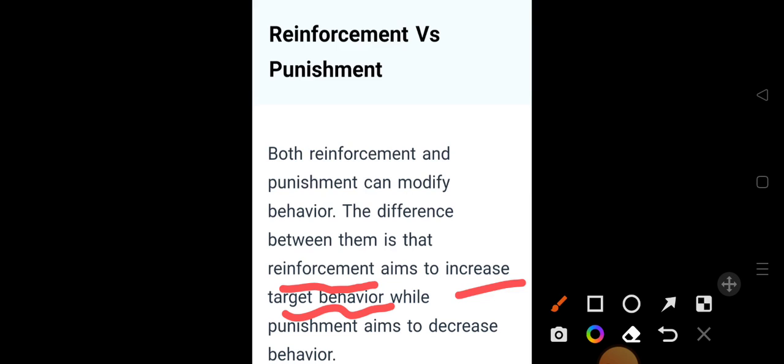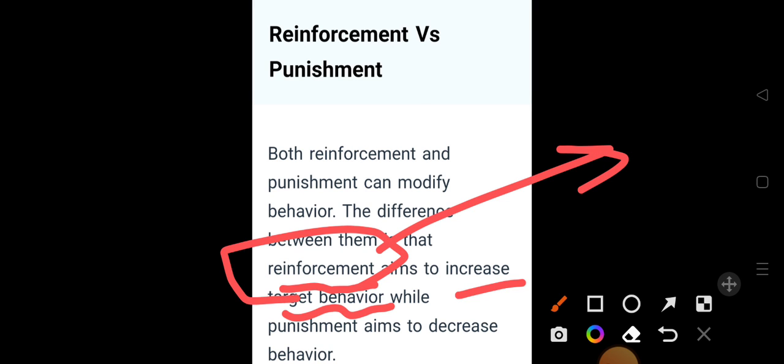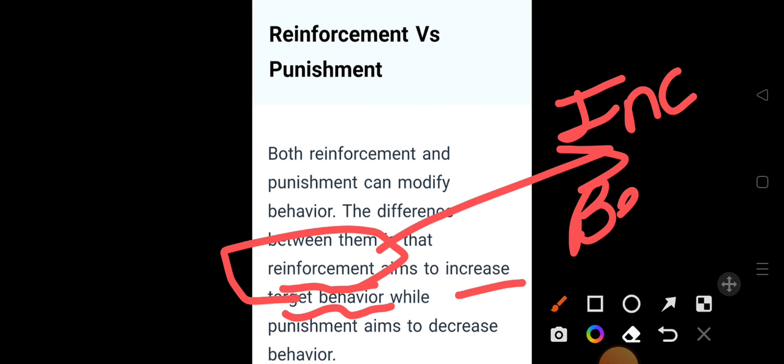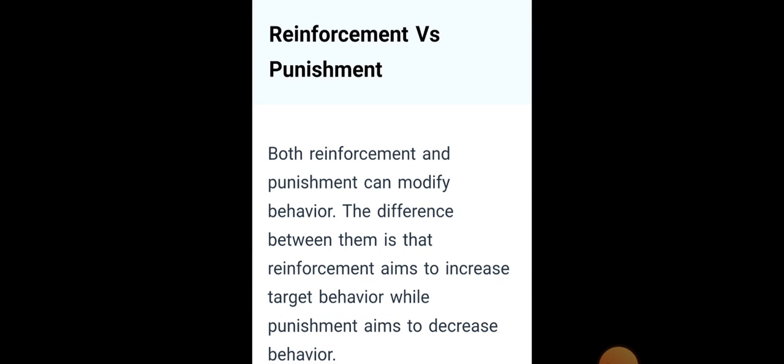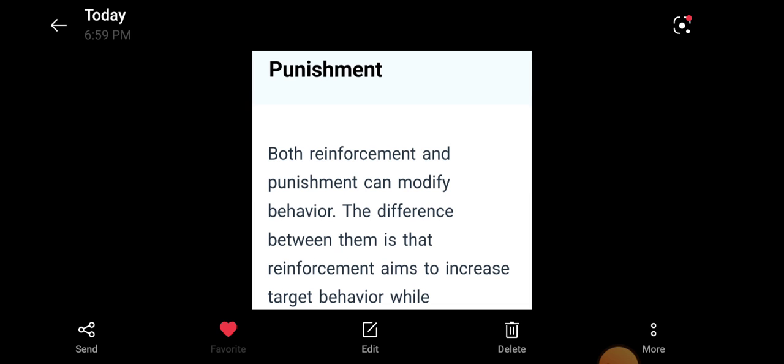So when I say reinforcement, Rana, Basmala, I'm talking about increasing the behavior. Don't forget, reinforcement. So I'm going to increase the behavior. Miss, increase the behavior in negative and positive, yes, and I will tell you the difference between them. But when I say reinforcement, I want to increase the behavior. Okay, while punishment aims to decrease the behavior.